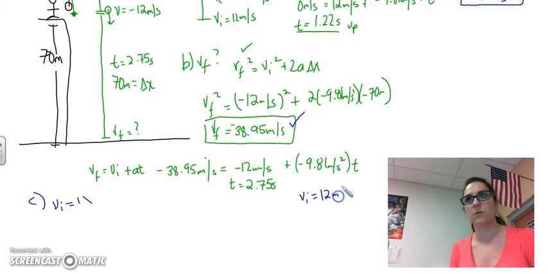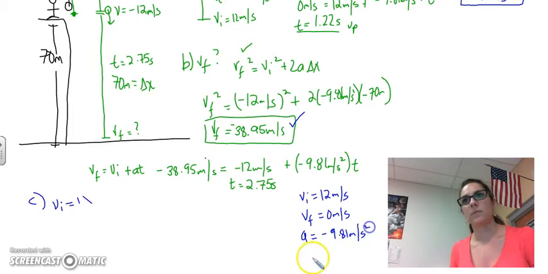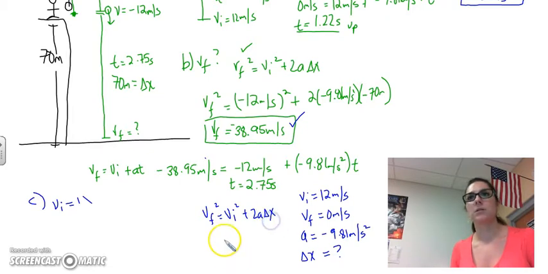So let's do 12 meters per second as the initial velocity. The final velocity is 0. The acceleration is still 9.81. And our distance is what we're looking for, our x. So our equation is going to be vf squared equals vi squared plus 2ad, or delta x. So I'm going to plug in our information.